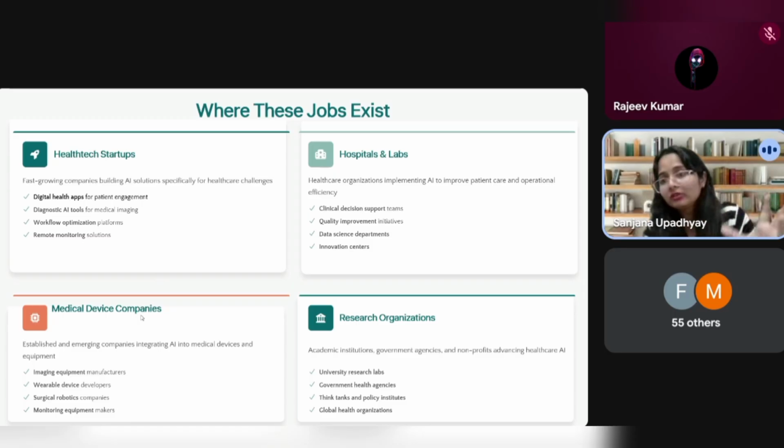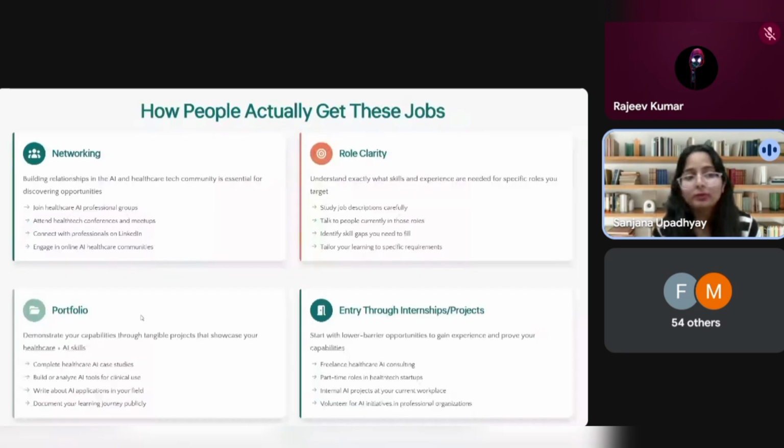So in this type of research which is going on in these institutes as well, you can apply. That is where you can also gain the knowledge and build up your CVs. This is a slide dedicated to make you understand where these jobs exist and how people actually get these jobs. So what you should do is, number one, networking.